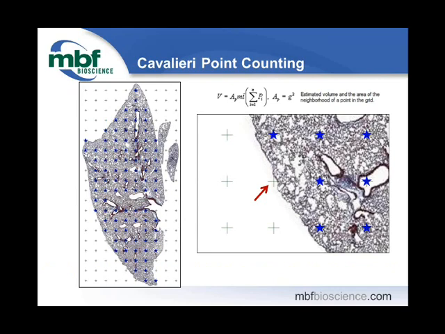Each one of these points, and the point is the vertex of the plus sign, has an area associated with it. The program multiplies the number of blue stars by their area and then multiplies by the thickness to come up with an estimate of the volume.